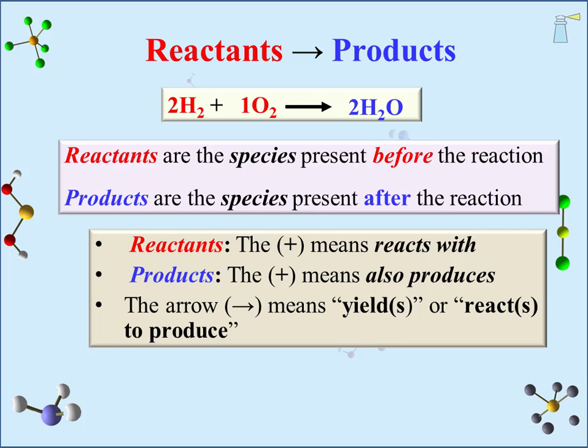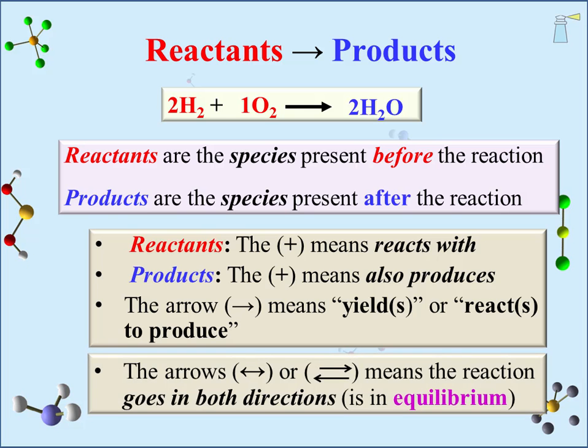The single arrowhead arrow is not the only arrow type to indicate the flow of the reaction. The double-headed reaction arrow or the parallel reaction arrows, pointing in opposite directions, means the reaction goes in both directions. This is found with reactions that are in equilibrium. That topic is covered later in the course.